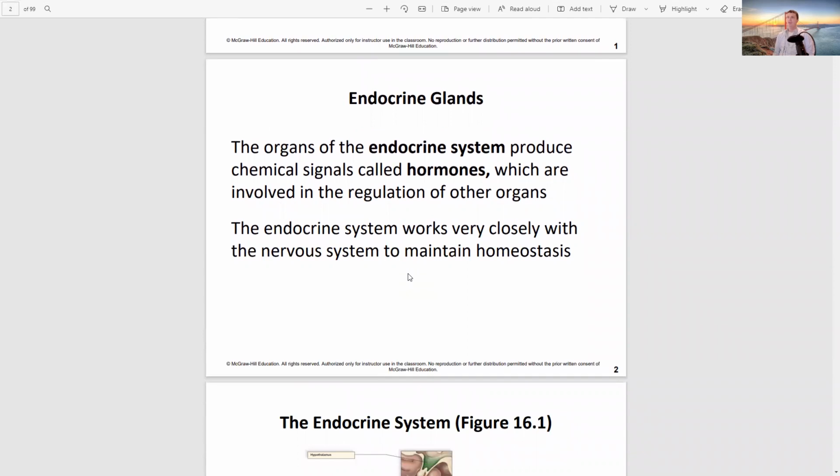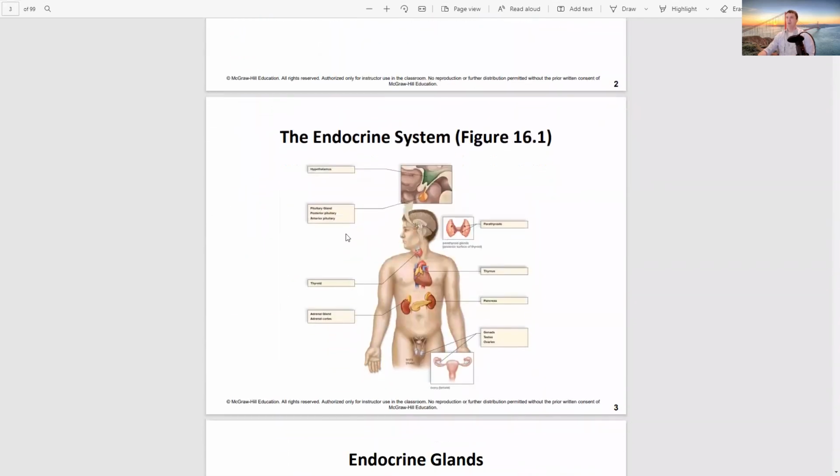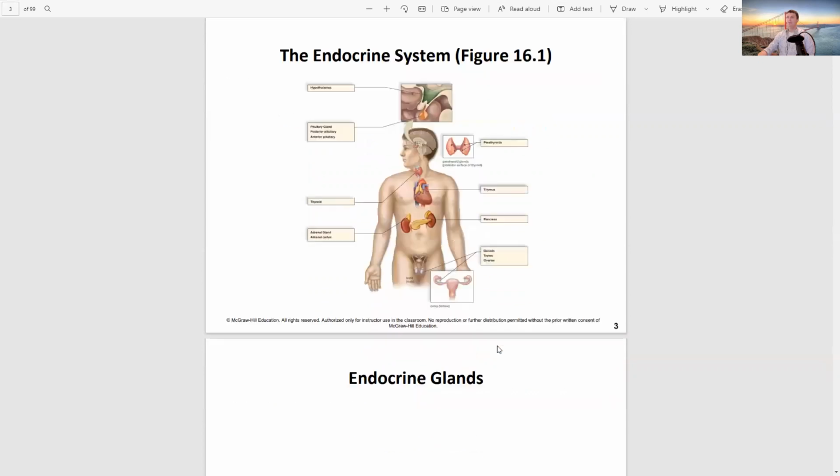So the endocrine glands, the organs of the endocrine system, produce chemical signals called hormones, which are involved in the regulation of other organs. The endocrine system works very closely with the nervous system to maintain homeostasis. The endocrine system is the hypothalamus, the pituitary gland, the thyroid, the adrenal gland, the parathyroids, the thymus, the pancreas, and the gonads, testes and ovaries.